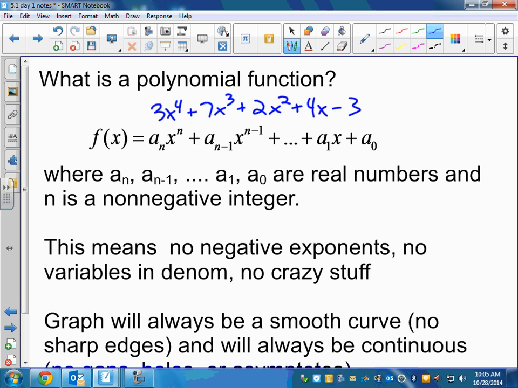There are versions of this. The big thing to remember is that the exponent is a non-negative integer. That means no negative exponents, no letters in the denominator, because that's a negative exponent, no fractions, no square root stuff. So to be a polynomial, it has to just be integers, no crazy stuff going on. No crazy stuff. That's how I remember it. So part of your homework today is just, given an equation, determining if it's a polynomial.